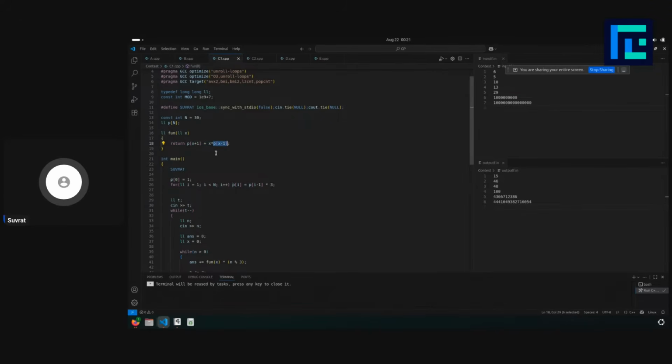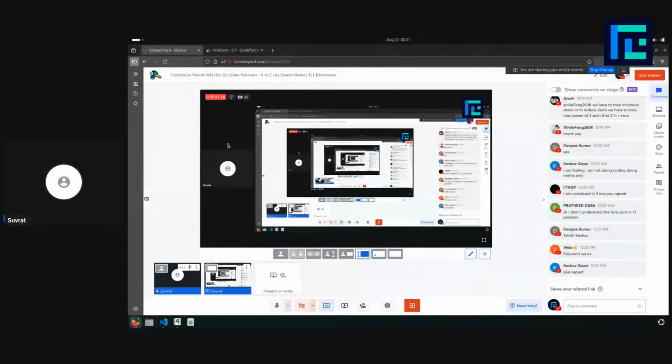P of I basically is the value of 3 to the power I. P is just values of 3 to the power I. Basically, Pi is equal to Pi minus 1 into 3, and P0 is 1. P is just powers of 3, and fun just returns the cost of buying 3 to the power x watermelons. So it is 3 to the power x plus 1 plus x into 3 to the power x minus 1.